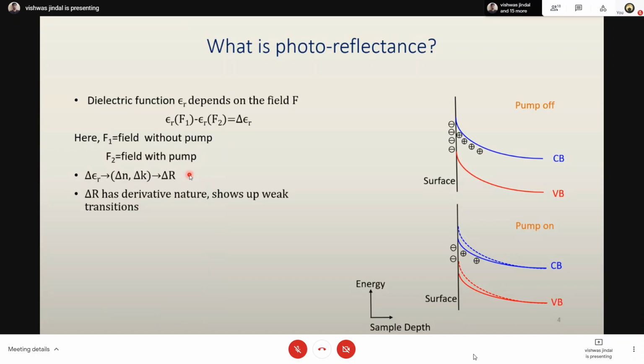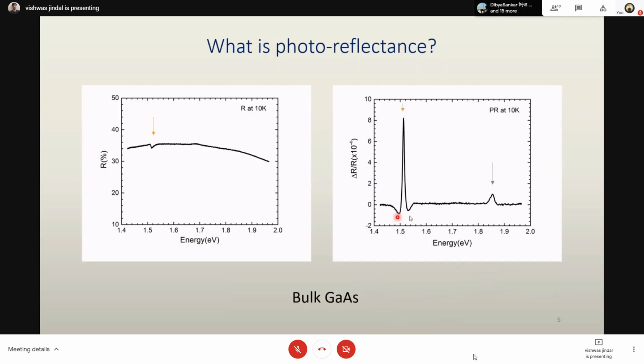So these are reflectance and photoreflectance measurements on bulk gallium arsenide, and this is at 10 Kelvin temperature. So in R, you see there's a small feature here, and the reflectance is fairly constant. It's going down with energy.